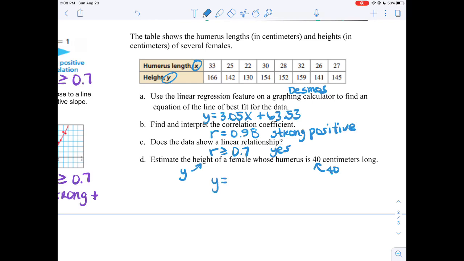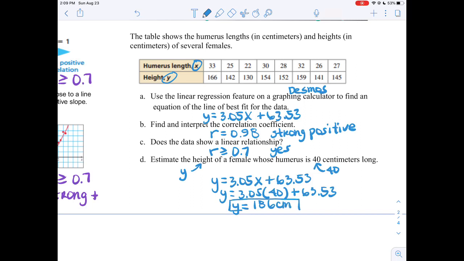So y is equal to 3.05x plus 63.53, but we know that we want x to be 40, so I'm going to plug that in for x. And then simply put this into your calculator, and you will come up with a value y of 186 centimeters. It's actually 185 point something. I'm rounding to the same number of significant figures that looks like all of this data is to the nearest integer.